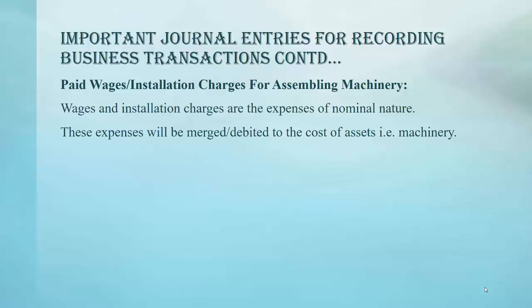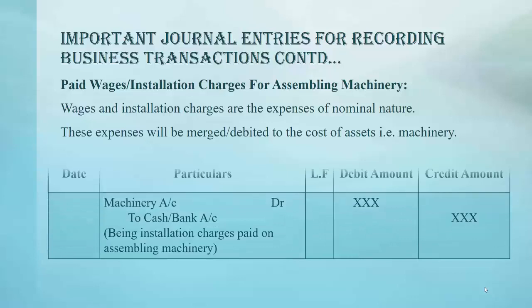For this, the following journal entry will be recorded. Machinery account debit to cash or bank account. Here we have to show the expense in the form of wages or installation charges in the machinery account, and cash is going out, so the rule for the real account will be applied to the cash account. After that, we have to put the narration, that is, being installation charges paid on assembling machinery.